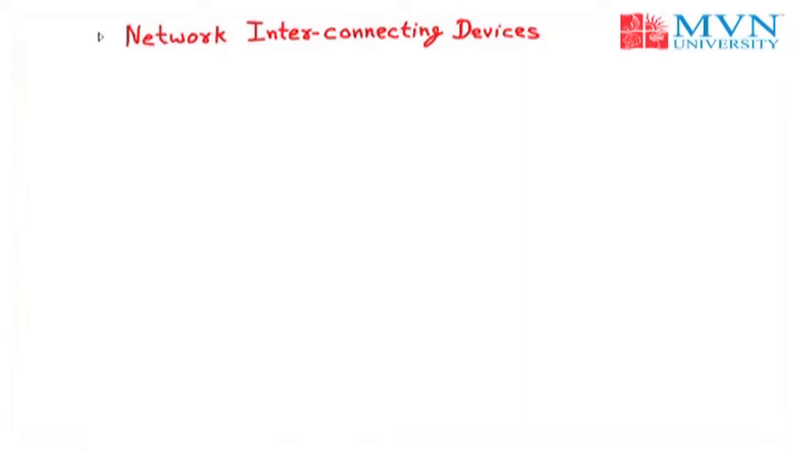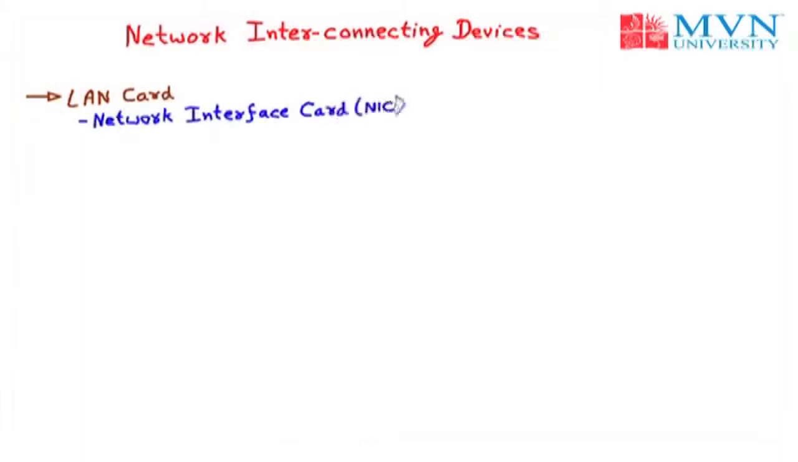So our first network device is LAN cards. You can find the LAN card in your computer. There is an Ethernet port. Ethernet port is provided by the LAN card. That is also called the network interface card, that is NIC. Network interface card is used for the communication.